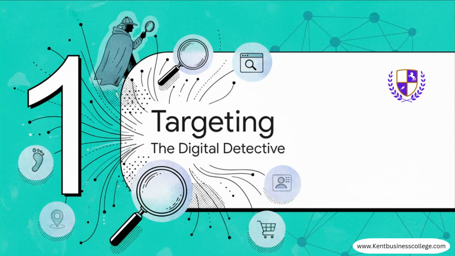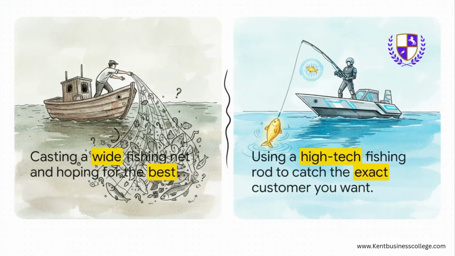Okay, first things first, we can't sell anything if we're just shouting into the void. So, in the world of ad tech, the very first role you've got to master is that of the digital detective. You're on the hunt for clues to find your perfect audience. This slide really just says it all, doesn't it? Old school marketing was a bit like casting a massive fishing net. Stick a TV ad on during the big match and just hope the right people are watching. But ad tech gives you this incredible high-tech fishing rod. It's all about precision. It's about hooking the exact customer you're after.